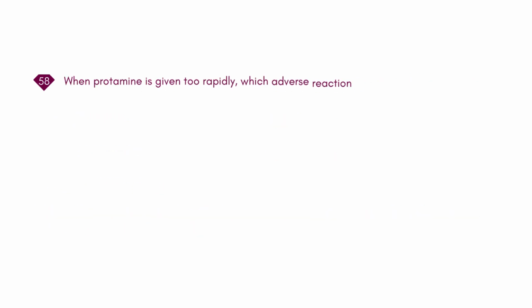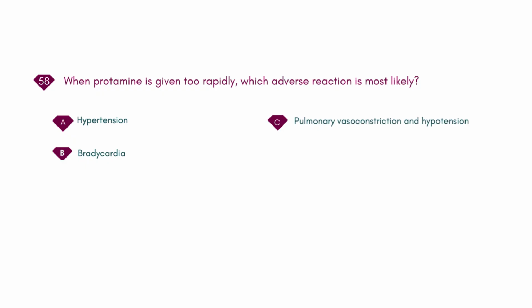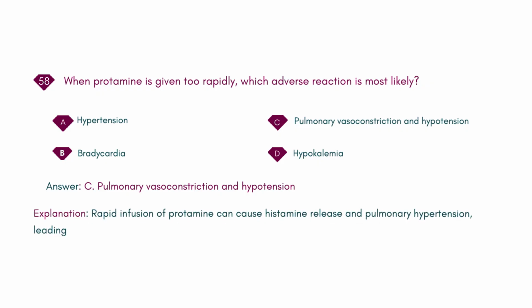When protamine is given too rapidly, which adverse reaction is most likely? A. Hypertension. B. Bradycardia. C. Pulmonary vasoconstriction and hypotension. D. Hypokalemia. Answer: C. Pulmonary vasoconstriction and hypotension. Explanation: rapid infusion of protamine can cause histamine release and pulmonary hypertension, leading to sudden cardiovascular collapse.